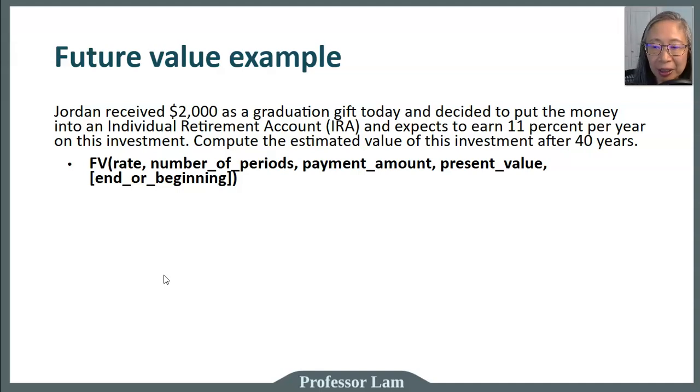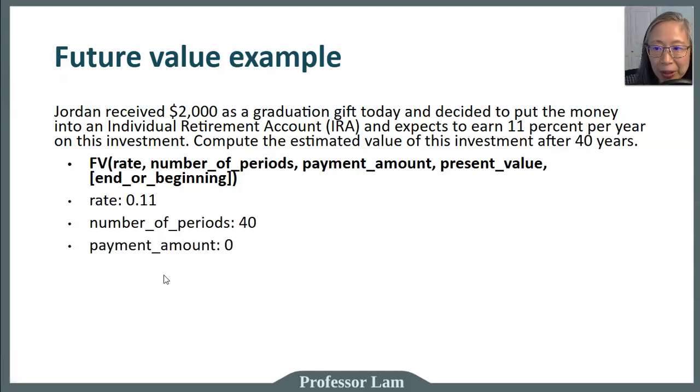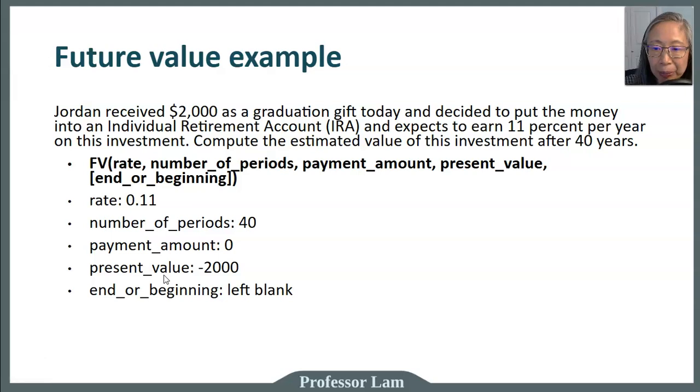We don't have any annuity payment. We do have a present value of $2,000. Since we don't have any annuity payment, we don't have to worry about the type. So to repeat, the interest rate is 11%, which is 0.11. The number of periods is 40. The payment amount, we don't have any annuity payment, so that's 0. The present value is $2,000. We're going to enter that as negative, so minus 2,000. And we can leave the type blank because we're not working with any annuity.